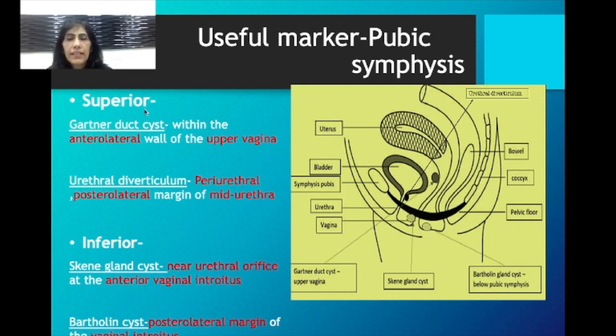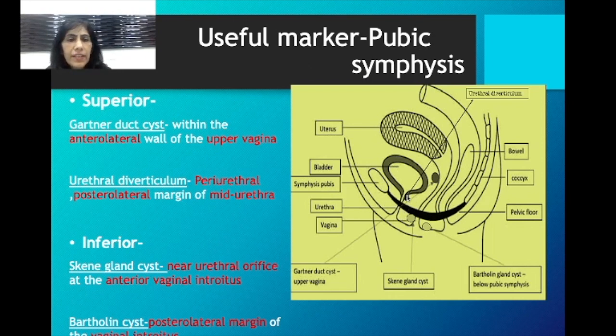Whenever you see a vaginal cystic lesion, see whether it is superior to the pubic symphysis or inferior. I'll be showing you in ultrasound pictures how the pubic symphysis looks. If the cystic area is lying superior, sometimes it seems like a urethral diverticulum, which obviously is not a vaginal lesion, but since it would be in a similar position, we are talking about it. So this is the pubic symphysis and this is the pelvic floor area.